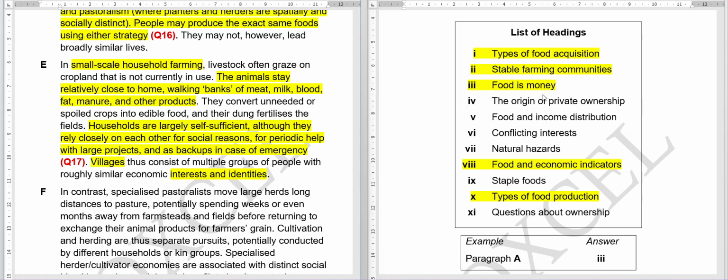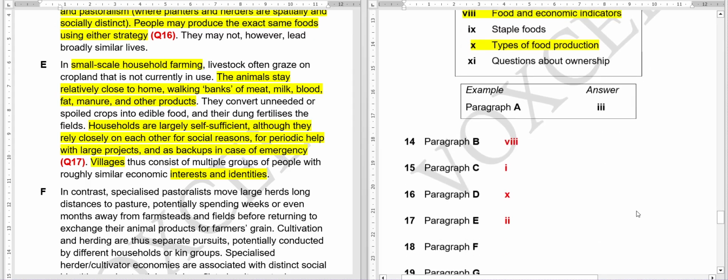Let's read the other options and see whether any other option can be our answer. The origin of private ownership. Is there any mention of it? No. Let's read fifth, the food and income distribution. Is there any mention of food and income? Again, nope. Conflicting interest? No, there is no mention of conflicting interest. In fact, there is mention of helping each other, cooperation. There is no mention of conflict. Natural hazards, is there any mention of this? Again, no. Eighth we have done. Ninth, staple foods, again no. And the last, 11th, about ownership, there is no mention of this either. So our answer to this is second, stable farming communities. I hope it is clear.